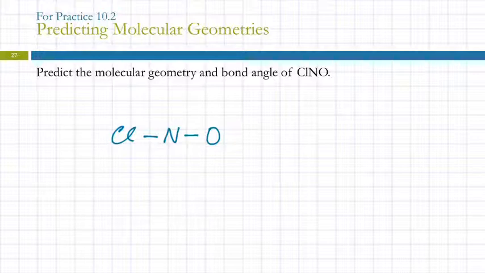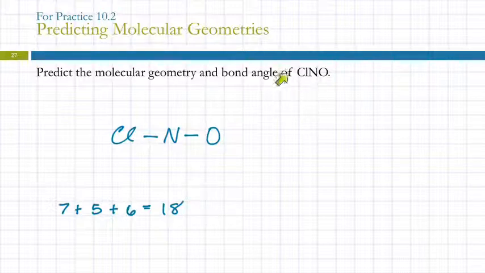First thing we have to do is draw the Lewis structure, because we can't just say, oh, well, that must be linear because there's two atoms. It depends on the lone pairs. So chlorine has 7 valence electrons, nitrogen has 5, oxygen has 6. So that's what, 18?